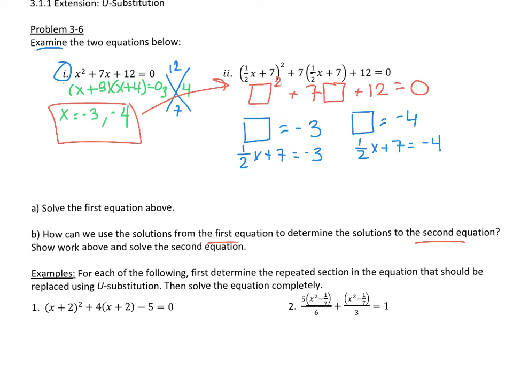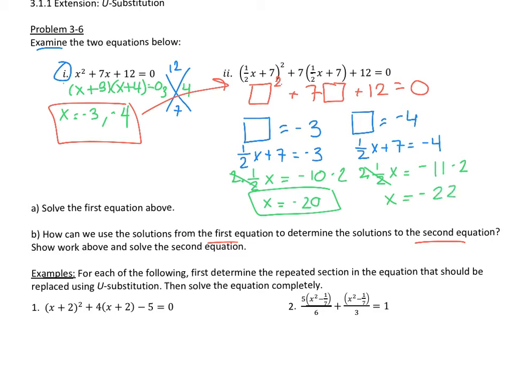On the first one on the left, I would subtract 7 from both sides and get 1/2 x equals -3 minus 7, which is -10. Then I can multiply both sides by 2 and get my solution of x equals -20. On my right-hand equation, I subtract 7 from both sides and get 1/2 x equals -4 minus 7. So -4 minus 7 is -11. Then multiply both sides by 2 and get my other solution of x equals -22.